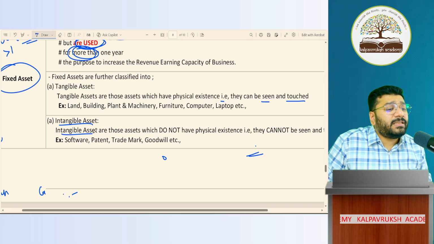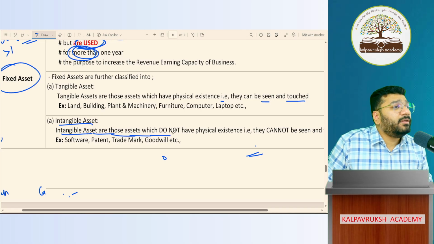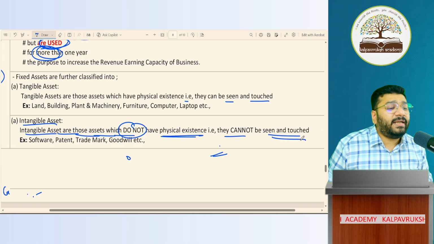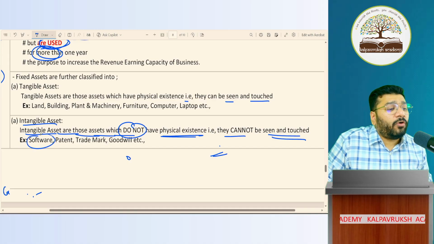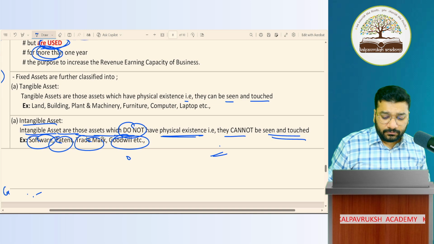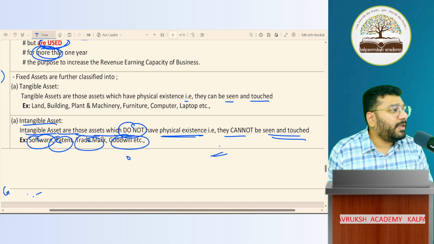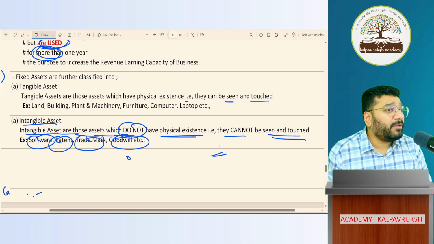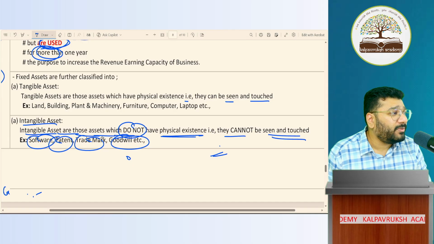Next, intangible assets. Intangible assets are those which you cannot touch and see. They do not have physical existence. They cannot be seen and cannot be touched. Examples: software, patent, trademark, goodwill, etc. I'll give an example. All of you must be aware of Zoom software. Zoom software is manufactured by the Zoom company. Yes or no?